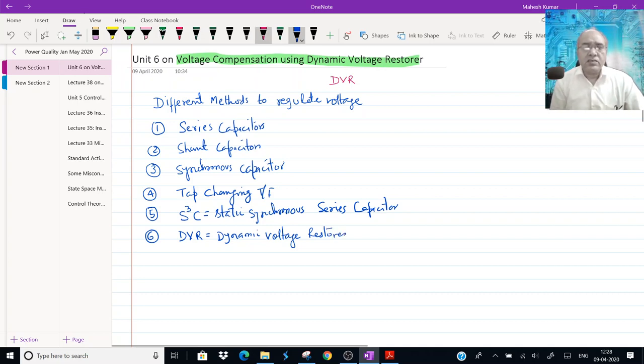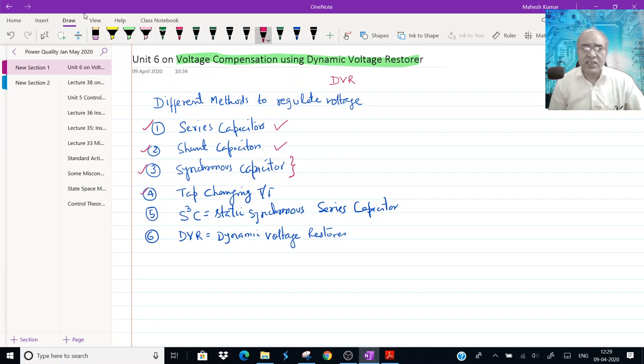More or less, these devices are basically passive devices. The synchronous capacitor is a synchronous machine used in overexcited or underexcited mode to realize either the inductance or the capacitance action of the synchronous machine. Series capacitors and shunt capacitors are basically fixed devices, passive filters, which can improve the voltage by injecting reactive power.